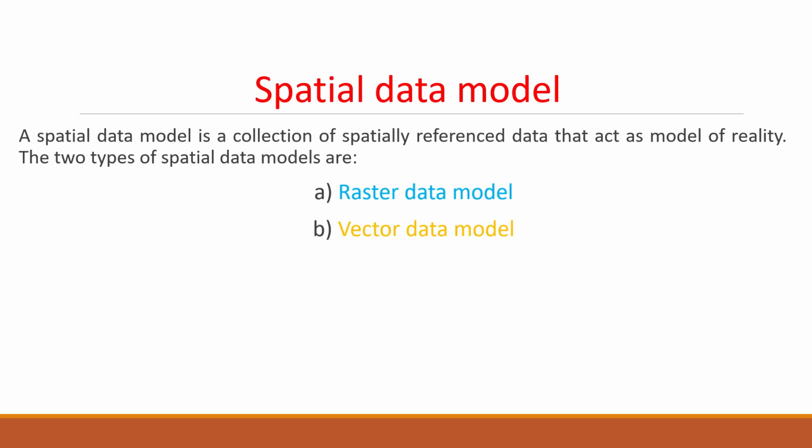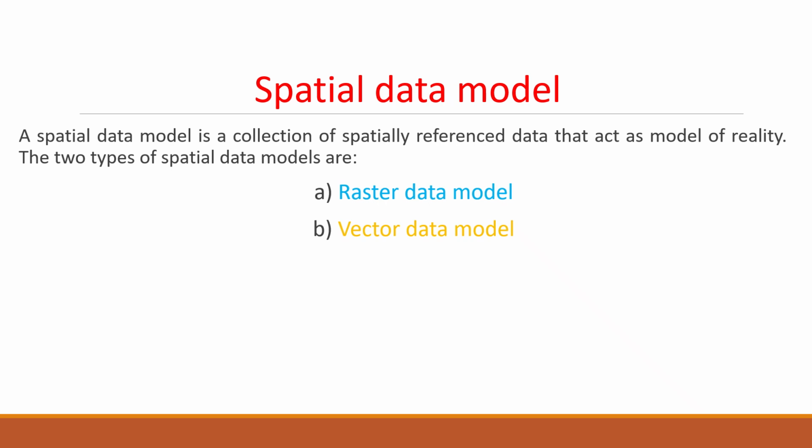Now let's understand spatial data models in GIS. A spatial data model defines how geographic features are stored and represented inside a GIS system. It is basically the method used to digitally represent real-world locations and shapes. There are two main types of spatial data models, raster data model and vector data model.